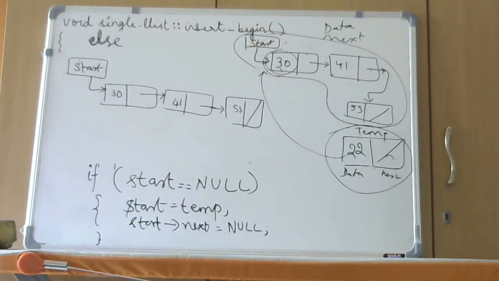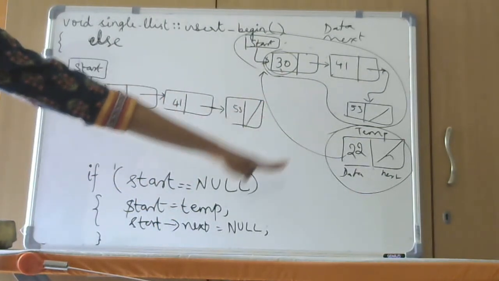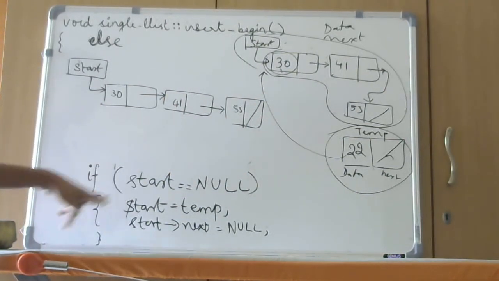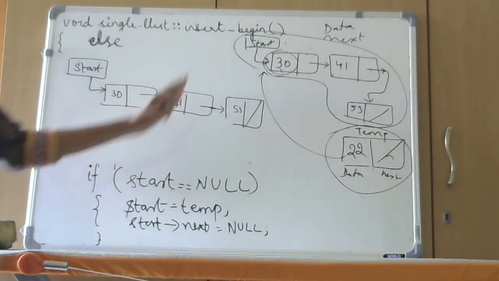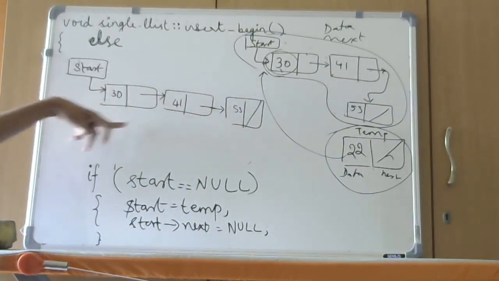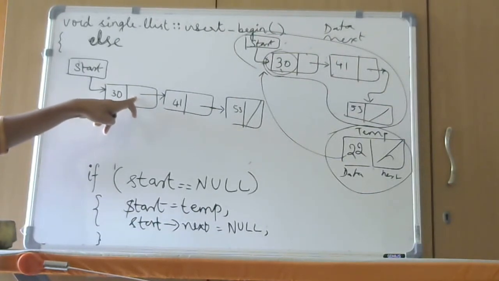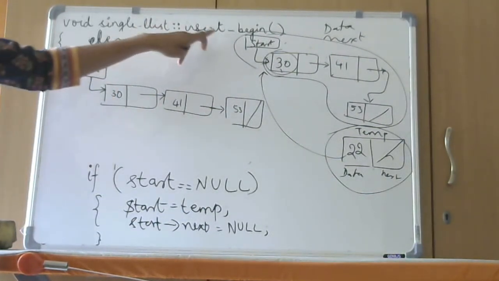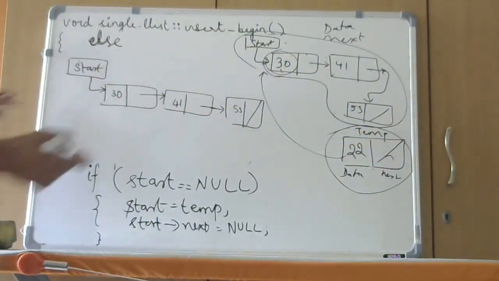List is not empty. Because if start is null, new node becomes the first node. That part we have done here. Else I have taken here. Else means what? Start is not null. Start is not null means it is pointing already to some nodes. Some nodes are already there. It is pointing already to this particular node, which means it is not null. Now, in this case, if I want to insert at the beginning, okay, this has to come here.